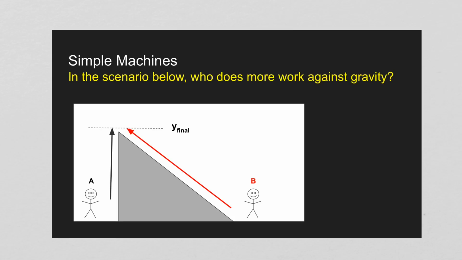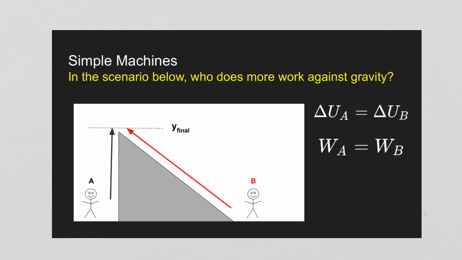Let's take a look at some simple machines. Starting out with this ramp, who does more work against gravity, A or B? Well, gravity pulls straight down, so all we care about is the vertical direction. I'm going to call this the y hat. They're both moving in the same y direction. Gravity points down, and they do the same amount of work. But why would people care about taking a ramp? Why doesn't this person just throw a grappling hook and climb to the top?